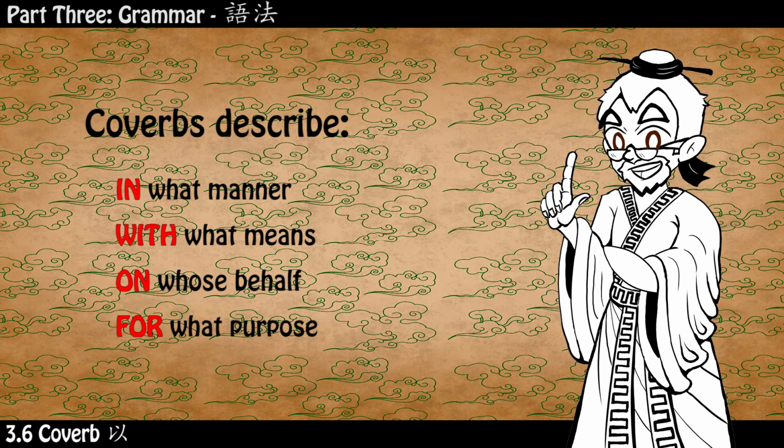Thus, the function of a co-verb is to indicate in what manner, with what means, on whose behalf, for what purpose, etc., that an action is taken. Now, this is all very theoretical. Hopefully, having a look at an example or two will make things a little bit clearer.